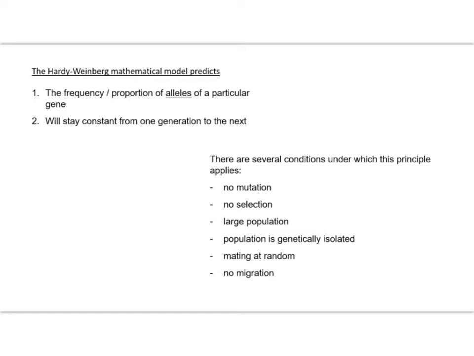In reality, there are lots of assumptions which might not actually apply, which will make the Hardy-Weinberg frequencies that you work out perhaps not strictly true. So the conditions under which the principle applies, the assumptions you have to make, are: there's no mutation, there's no selection pressures, you've got a large population, the population is genetically isolated, mating is random, and there's no migration. All of those things will ensure that the allele frequency will stay constant from one generation to the next. And as you know, in reality, these things do happen.